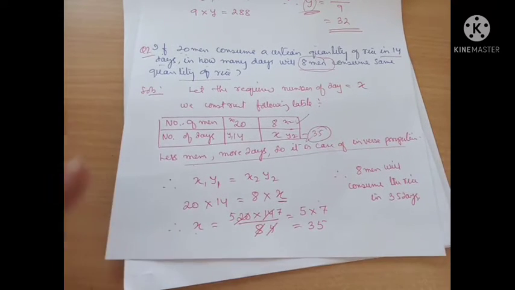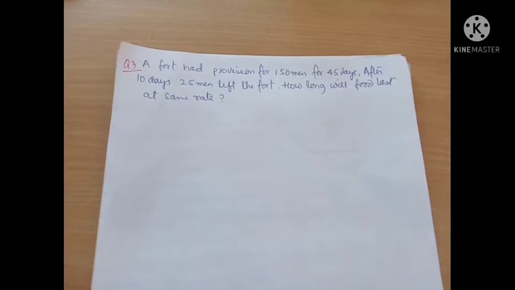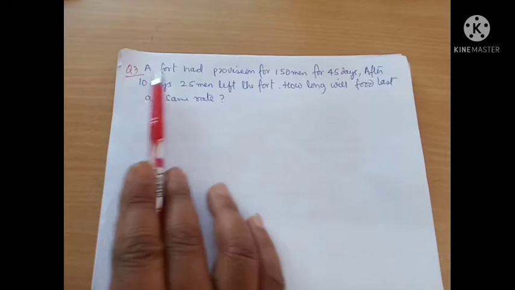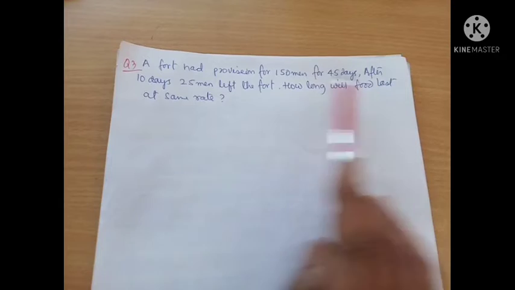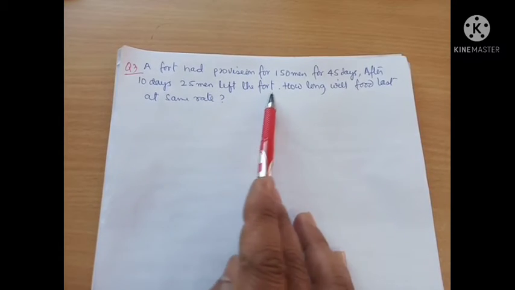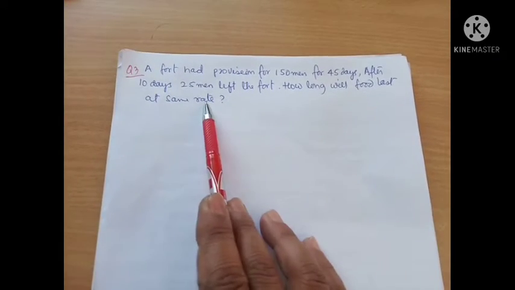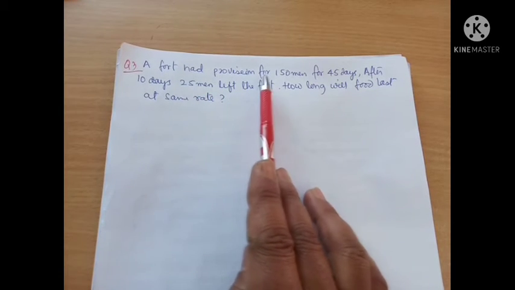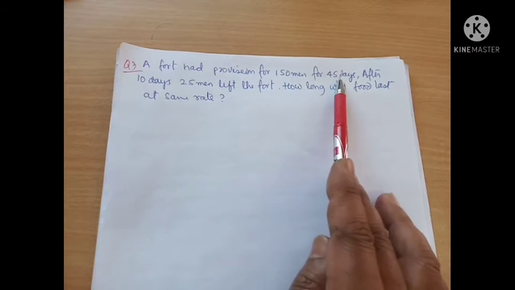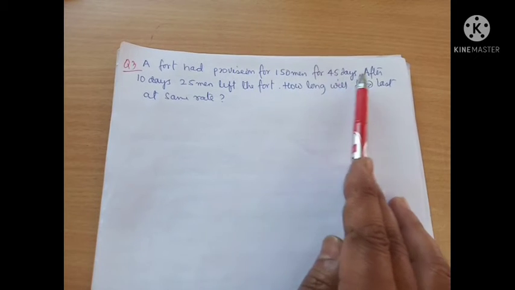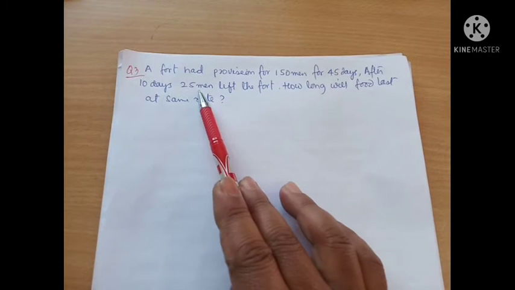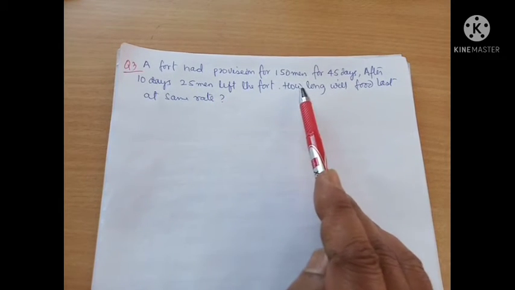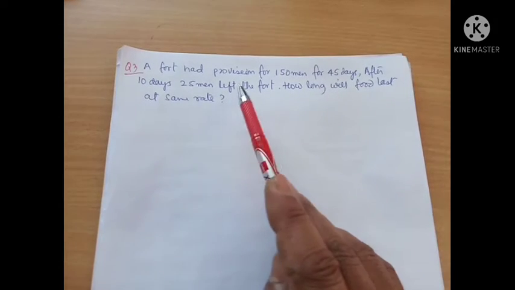This is a second example for inverse proportion. Now the third example. This is the third question: A fort has a provision for 150 men for 45 days. After 10 days, 25 men left the fort. How long will the food last at the same rate? See, in the fort, provision for 150 men is 45 days. After 10 days, from these 150 men, 25 men left the fort. So we are going to find out how long the food will last at the same rate.